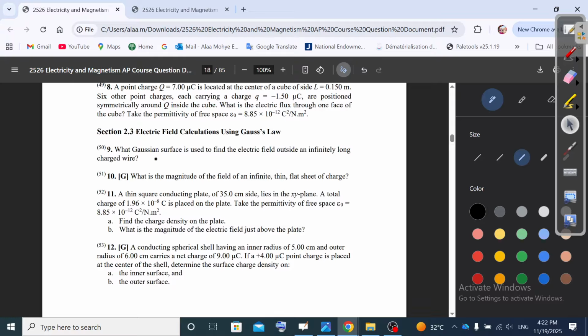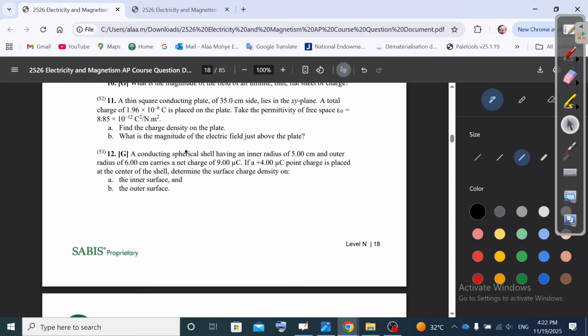Okay? Excellent. A conducting spherical shell having an inner radius of 5 centimeters and an outer radius of 6 centimeters carries a net charge of 9 microcoulombs. If a 4 microcoulomb point charge is placed at the center, determine the charge density. Let's draw, shall we? Problems like these in physics require a drawing. So there are two shells, and the charge is placed here.